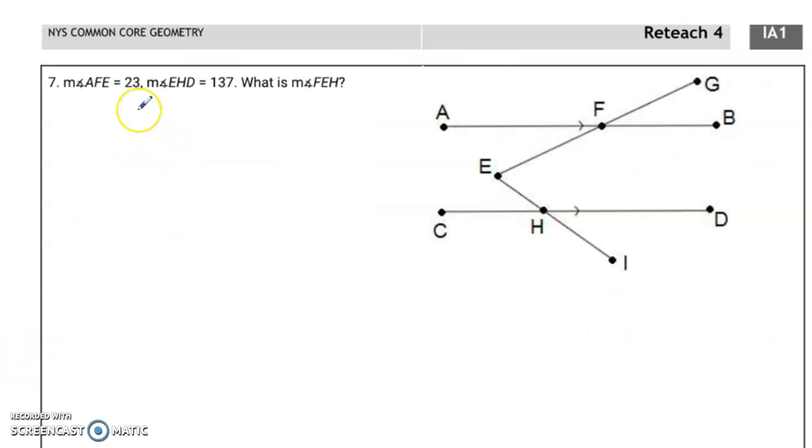Moving on to the last page, questions 7 and 8. Pause the video and try these out if you haven't already done so, and then come back to see if you got them right.